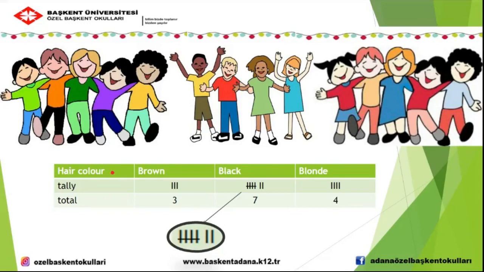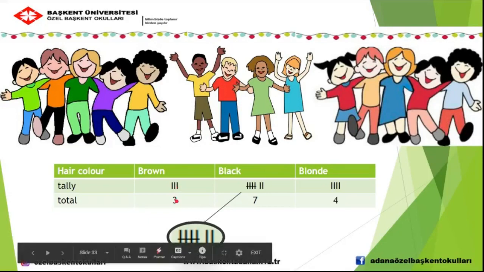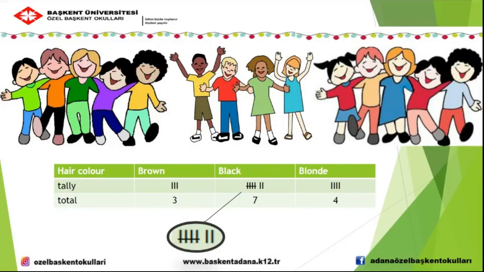So we have the hair color. We know that we are counting hair color. And we have a column for brown, a column for black, a column for blonde. If we count the brown hair, 1, 2, and 3, we can write 3 tallies, total of 3. If we count blonde hair, 1, 2, 3, and 4, it will amount to 4. So 4 tallies.